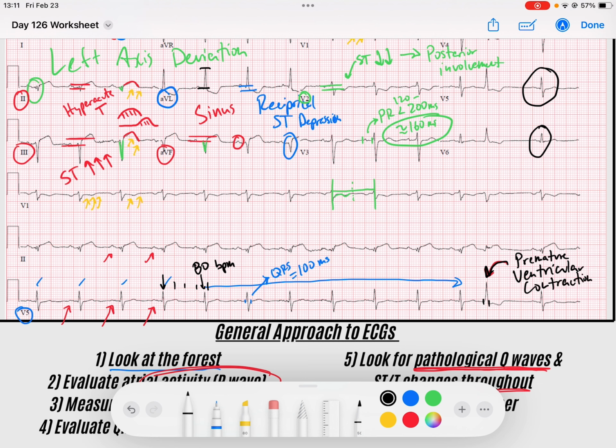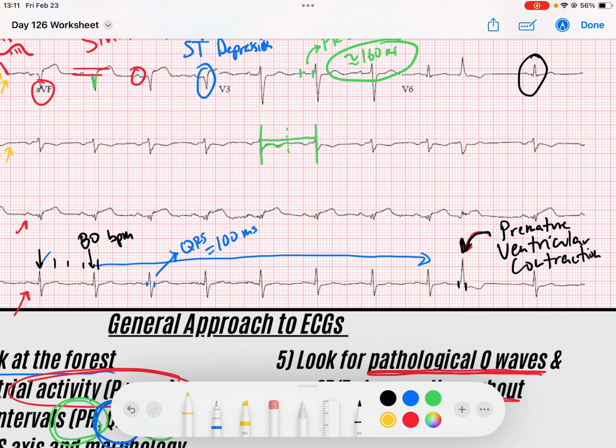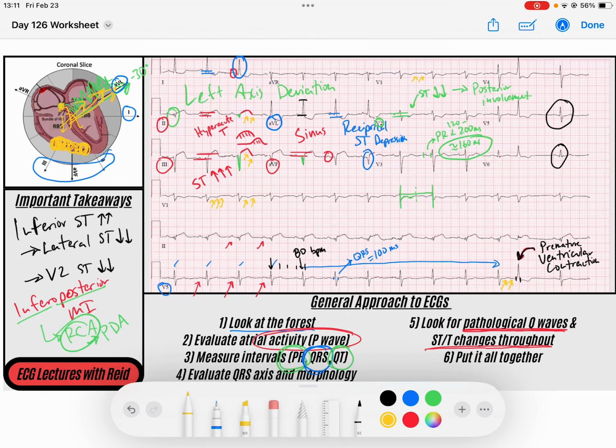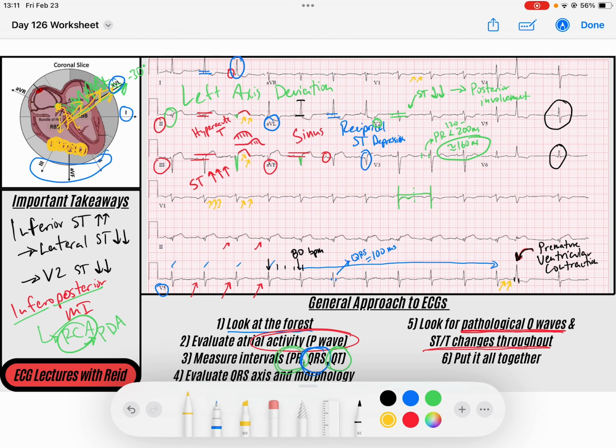Well, why do I say that? Well, if I look in front of it, I don't see any evidence of atrial activity that could be causing this premature beat, and so that's a premature ventricular contraction, or a PVC.